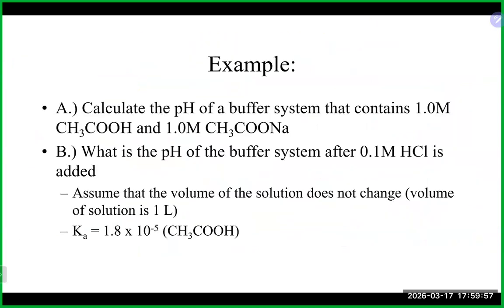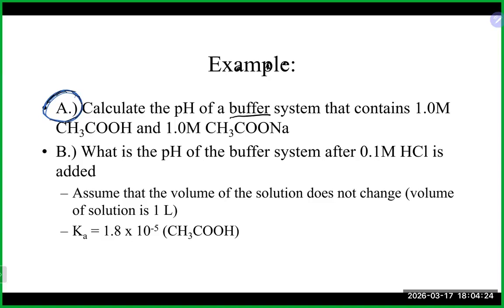All right. So let's do some buffer type calculations here. So we want to calculate the pH of a buffer system that contains 1 molar acetic acid and 1 molar sodium acetate. And we're going to assume in this particular case that all the volumes stay the same, that nothing is changing. And the Ka value there for acetic acid is 1.8 times 10 to the minus 5. So why don't you work on what is the pH for part A first, and then we'll talk about it.